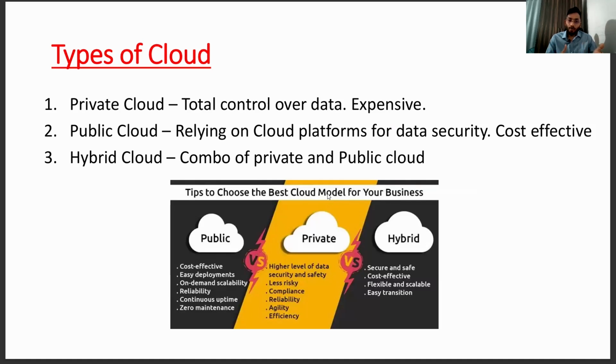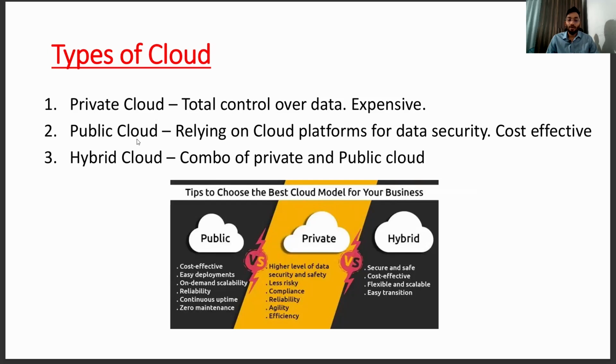Next is types of cloud. There are three types of cloud basically: private, public, and hybrid. What do I mean by private cloud? Suppose there's a big company and it just wants to take control of the data completely, and they don't trust anyone. They have a big budget also. They can choose to build their own data centers.